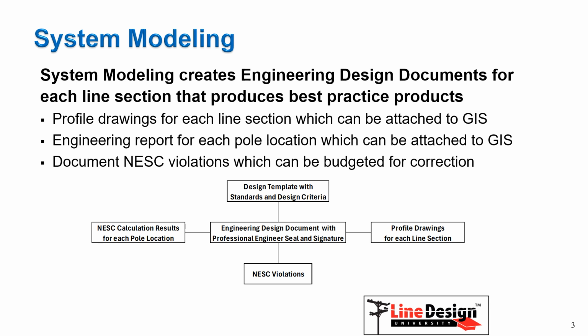System modeling uses existing GIS data and cooperative-defined standards and design criteria to produce engineering design documents for each line section or dead-end to dead-end installation. The engineering design document is then used to develop best practices in distribution line design by creating profile drawings for each line section, all required line design and National Electrical Safety Code calculation results for each pole location, and a list of all existing National Electrical Safety Code violations.